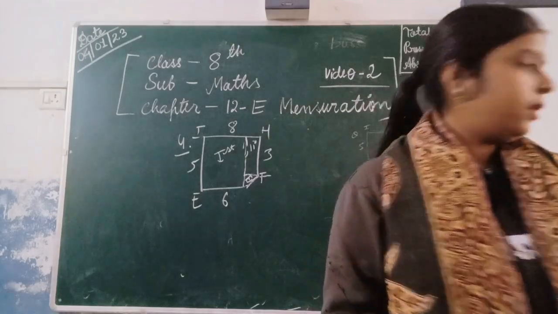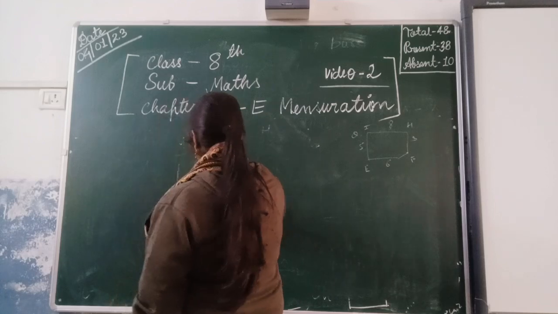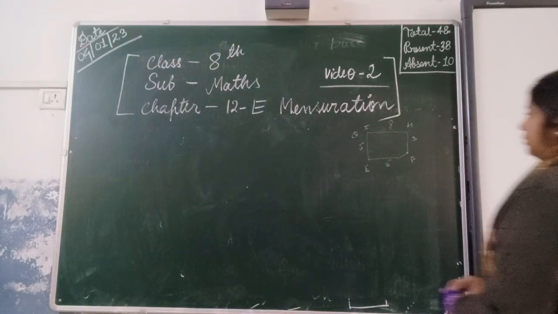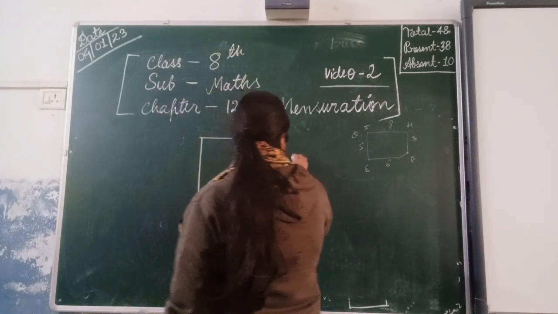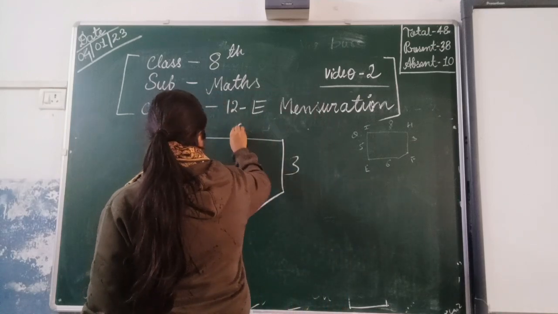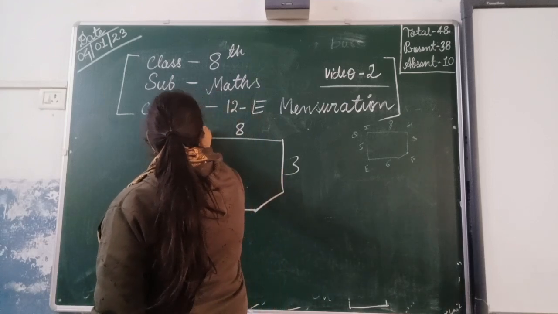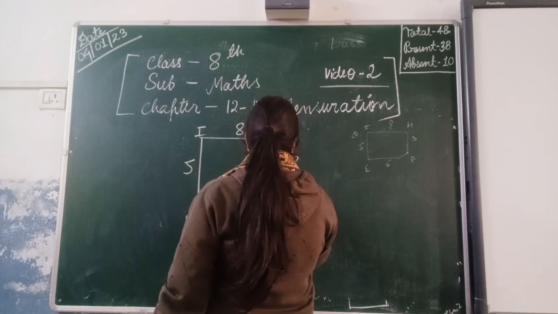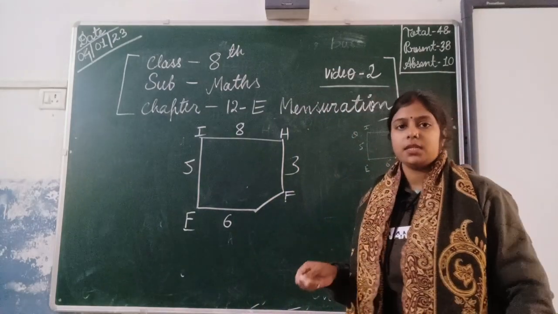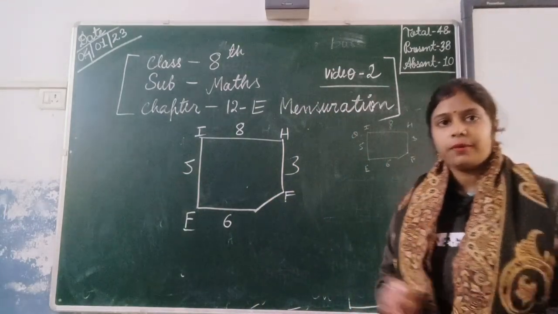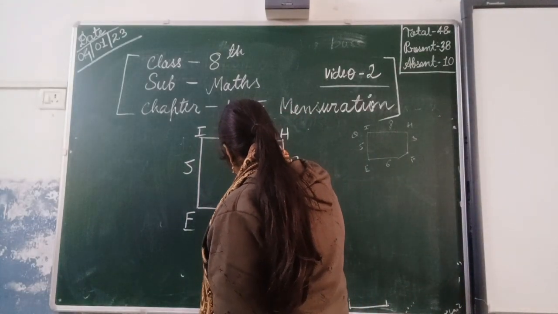Wait, I am erasing it and making it larger so that it may be visible to you. Let me make this once again. Dimensions were given 5, and here it was given 8, then 6, and the vertices are named I, H, here it is F, and here it is E. Now divide this figure into plane figures which are already known to you.